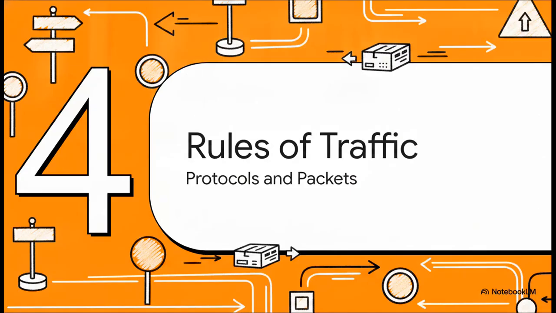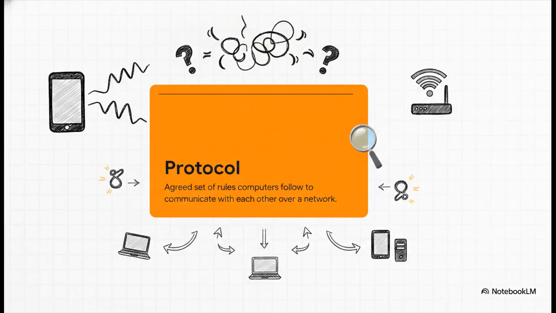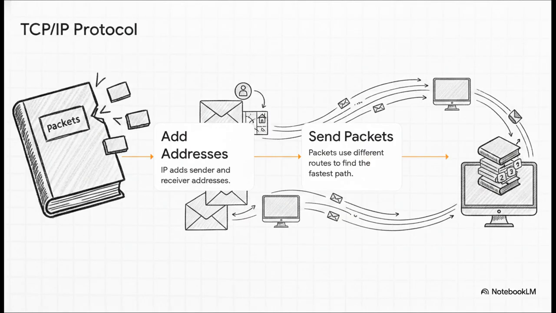All right, Section 4, rules of traffic. Let's check out protocols and packets. Imagine the absolute chaos if a smartphone made by one company couldn't talk to a router made by a completely different company. The whole internet would just break down. That's why they must use a protocol. A protocol is an agreed set of rules that computers follow to communicate, totally regardless of who manufactured them. It's basically a universal digital language. The absolute most important protocol to understand is TCP/IP.